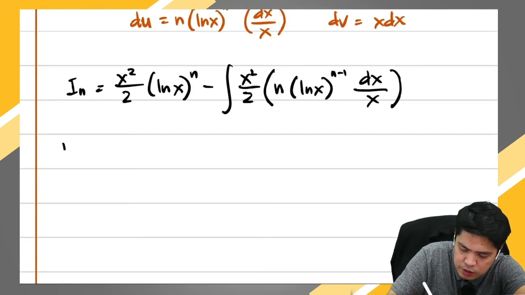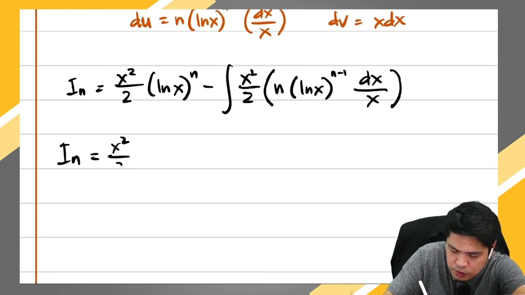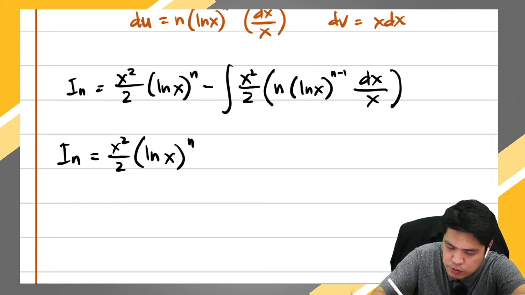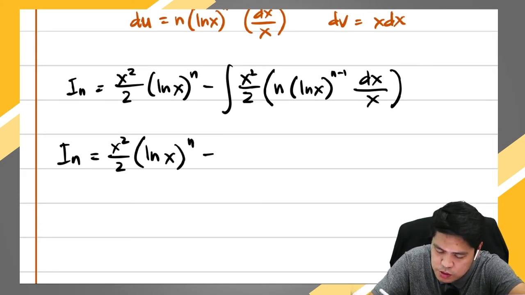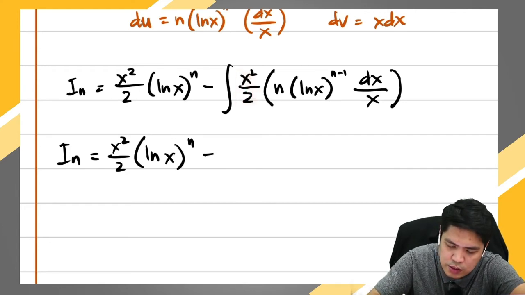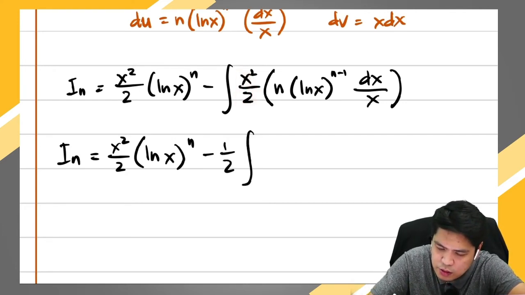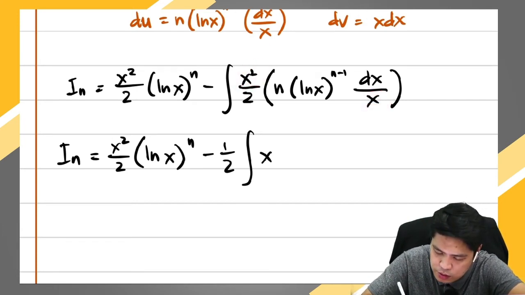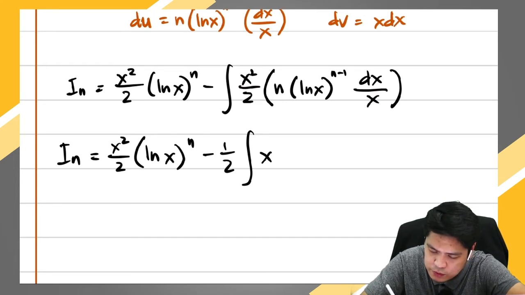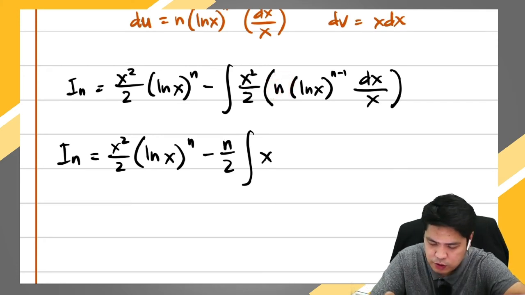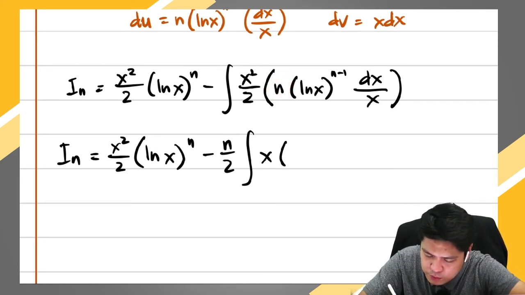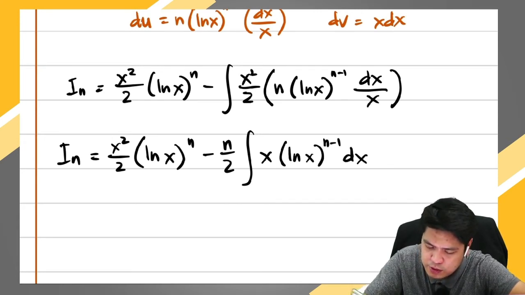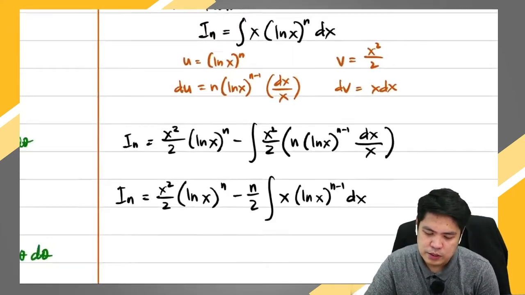Okay. Then let us simplify. So we'll have x squared over 2 times ln x raised to n, minus 1/2 is a constant, so 1/2 integral of x squared over x. So x na lang yung naiwan. Then we have n pa dito and that is still a constant, so ilabas natin. So n over 2 siya. Okay, then we'll have ln x raised to n minus 1 dx. So basically we have that.